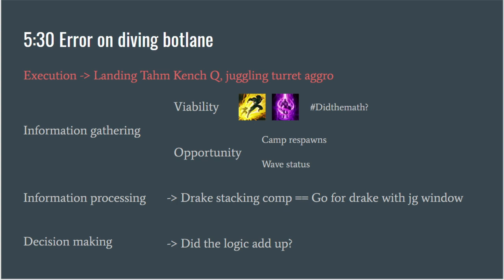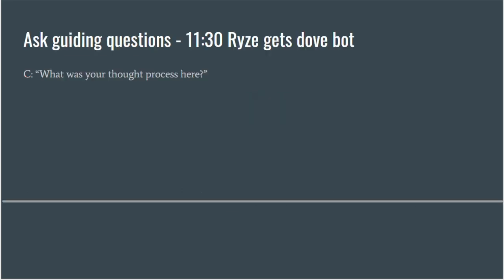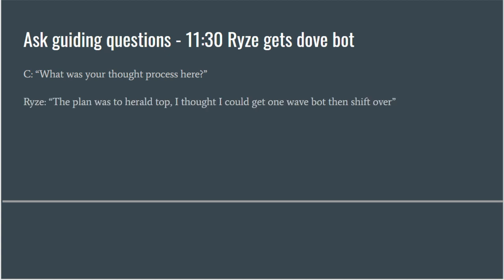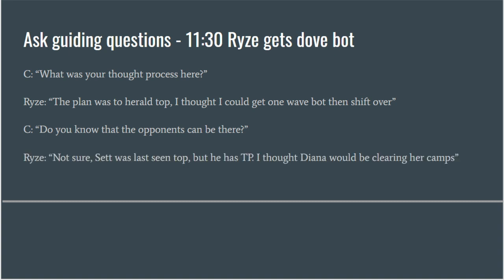Now, let's move on to a sample of how the exact review can happen in game. This is the dive on the bot lane, and in this case, C stands for the coach. He starts by asking a series of guiding questions. What was the thought process here? To which the Ryze player replies, the plan was to Herald top. I thought I could get one wave bot and then shift over. And once again, asking the guiding questions, do you note that the opponents can be there? To which the player replies, not sure, Seth was last seen top, but he has TP, I thought Diana would be clearing her camps. Right?